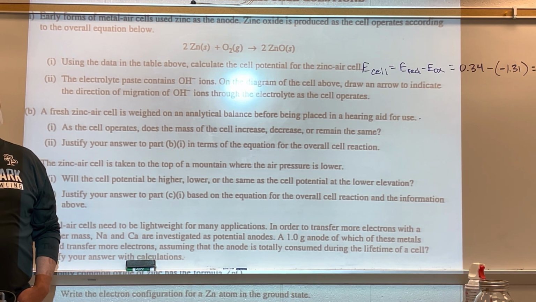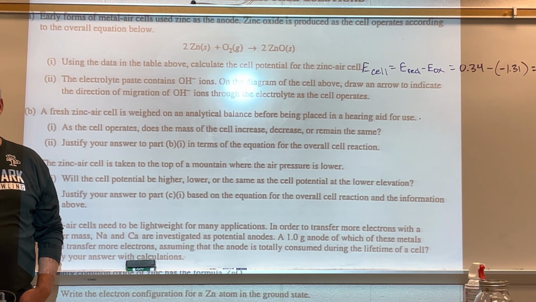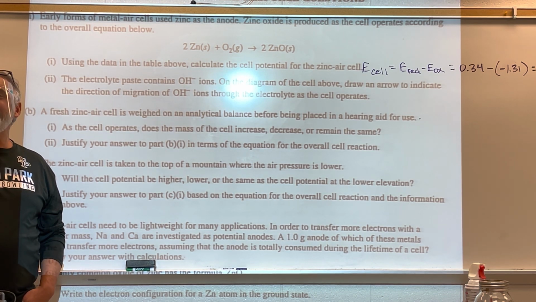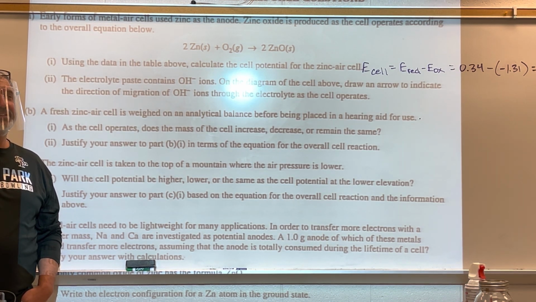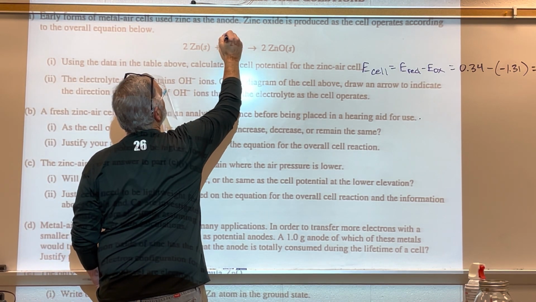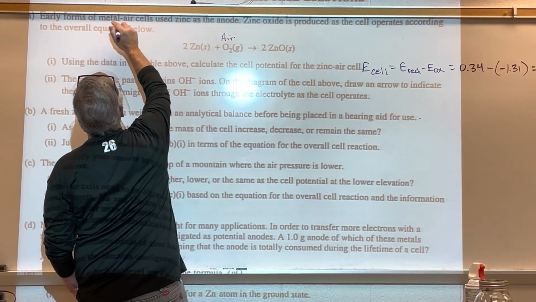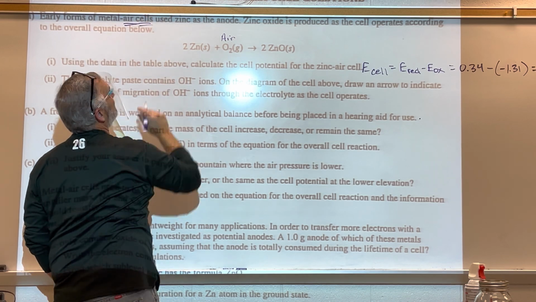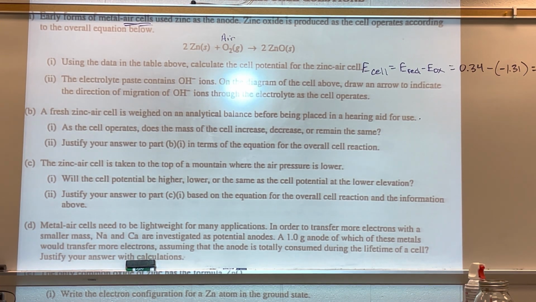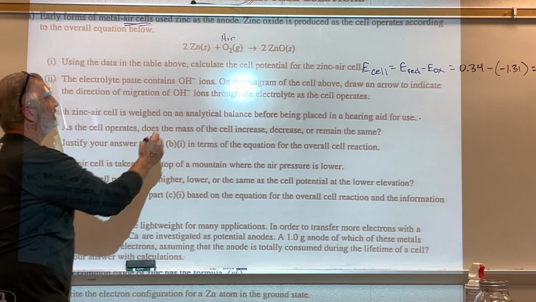Think about it. Isn't it being oxidized? It gets oxygen from the air. Say that again, Reagan. The oxygen comes from the air. It's a zinc, a metal air cell. But again, we had never talked about those. That's why I wanted to do this one together and just point out some things. But the oxygen's coming from the air.